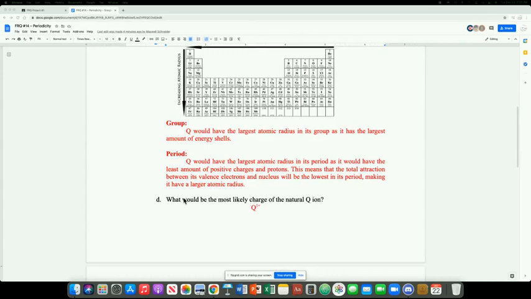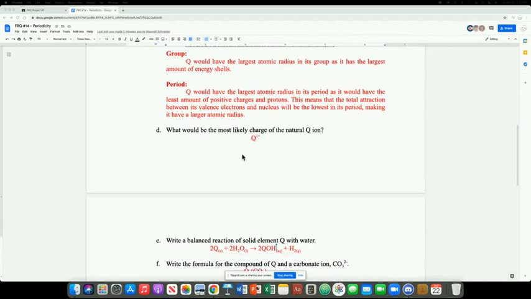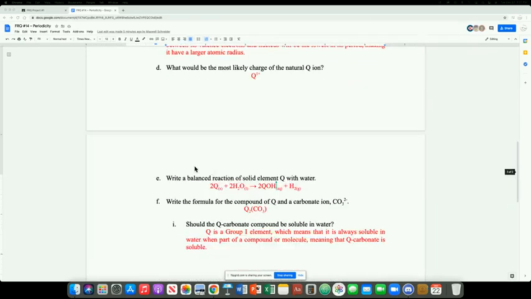So then what would be the most likely charge of a natural Q ion? So yet again, it is an alkali metal, and all alkali metals will have a natural ion of +1 to make their outer valence shell become full. It will give up an electron to become a +1 charged ion.